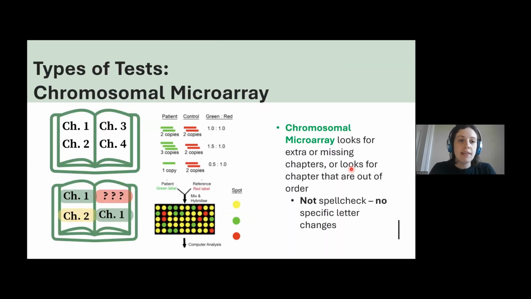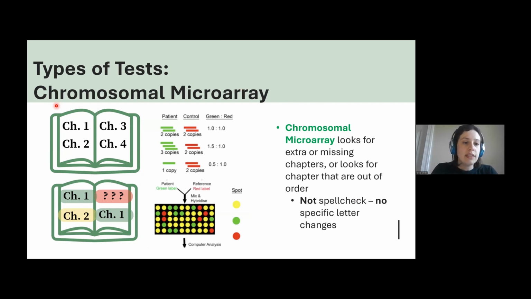And the last type of test I'll talk about is a chromosomal microarray. And this type of test is not like a spell check test. It's a little bit different. It's not looking at specific words or paragraphs. It's more looking for extra or missing chapters, so a bigger picture kind of test.